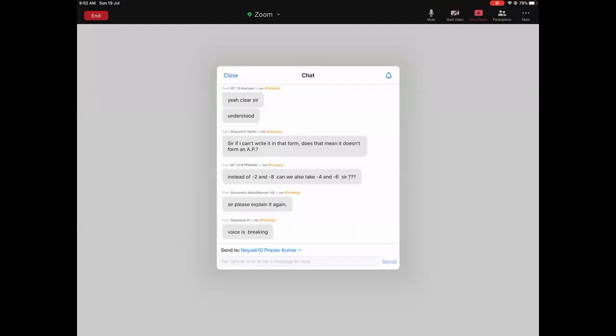Sir, I can't write it in that form. Does it mean it doesn't form an AP? Exactly. That's a mistake I made in the first question when I gave plus 5. So that means it is not an AP.